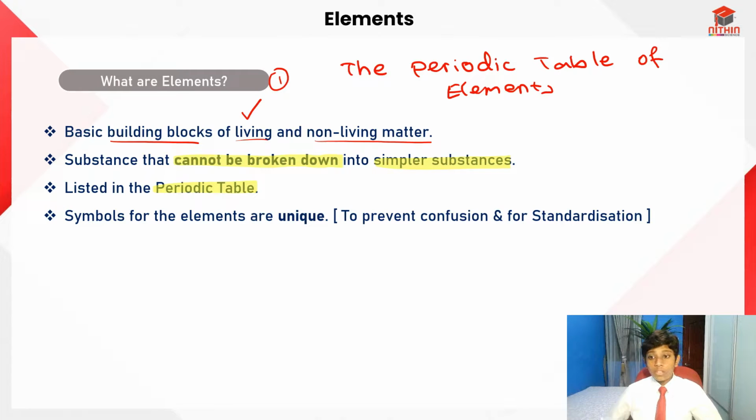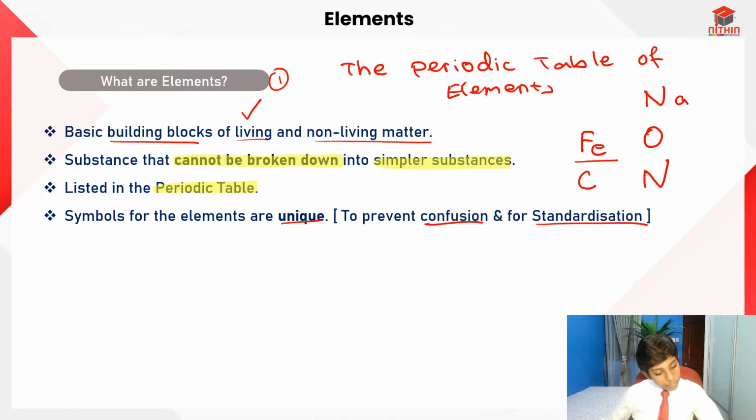Next. The symbols for the elements are unique, to prevent confusion and for standardization. For example, the chemical symbol for iron is Fe, and the chemical symbol for carbon is C, chemical symbol for oxygen is O, chemical symbol for nitrogen is N. There are many of these, but it doesn't always have to be the first letter. Oxygen, nitrogen, and carbon all start with the same letter as their symbols, right? Except for iron. Iron, the chemical symbol is Fe, and sodium is Na. So they are not always the first letter of the element.